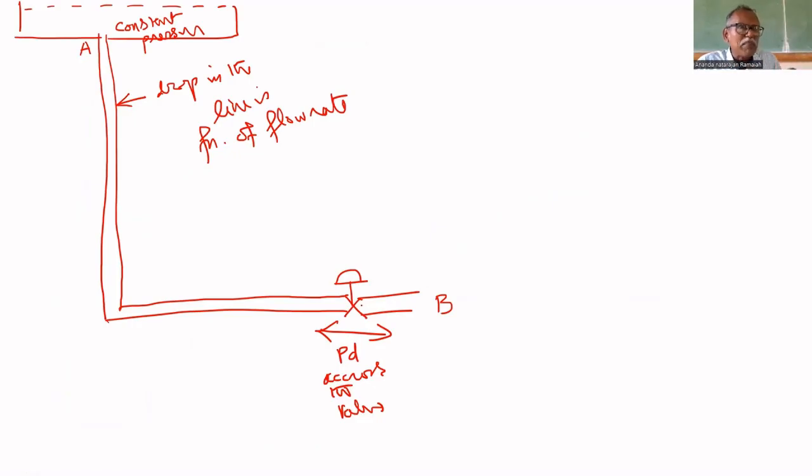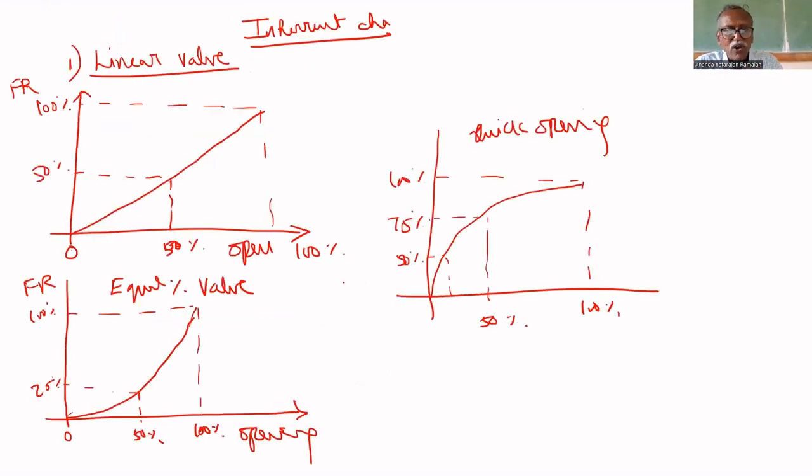When the flow rate is minimum, the line drop is minimum because the flow rate is very small. That's why the pressure drop across the valve will be large. When the flow rate is maximum, the line drop is more, so the pressure drop across the valve is minimum. That's why it is not uniform; the pressure drop across the valve is varying. If we allow the pressure drop to vary, how will the characteristic vary?